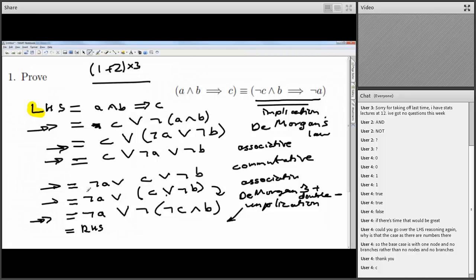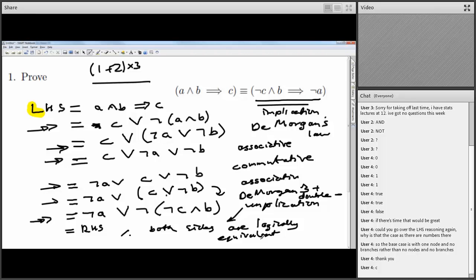So if you look back, what I've done is I started with the left-hand side and done a bunch of steps to get the right-hand side, therefore I've shown that they're the same. So therefore, both sides are logically equivalent. And hence that proves it directly.